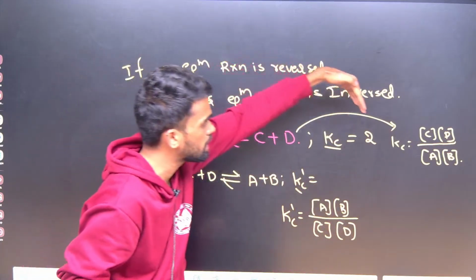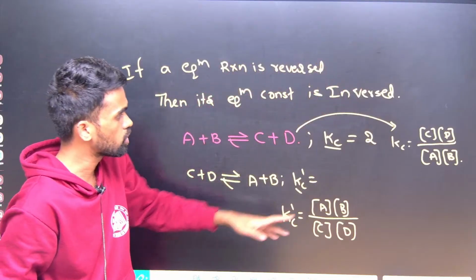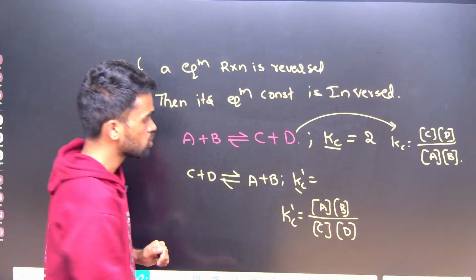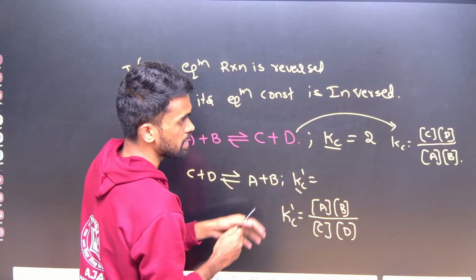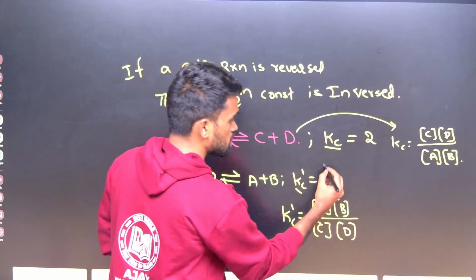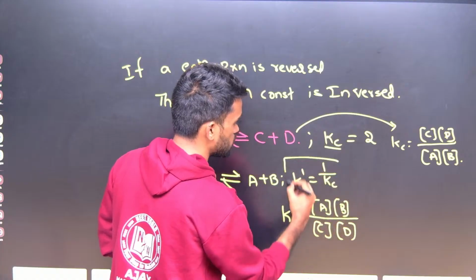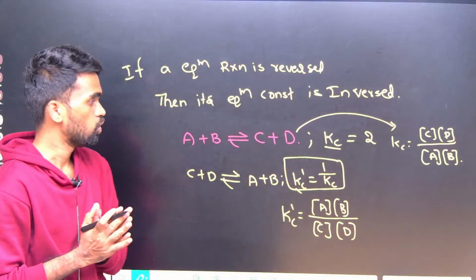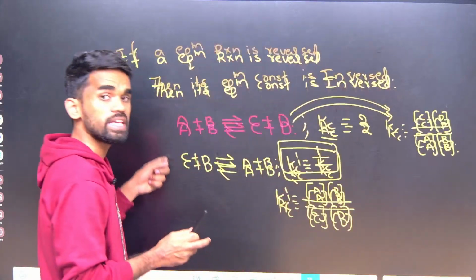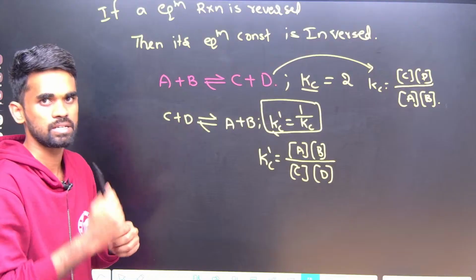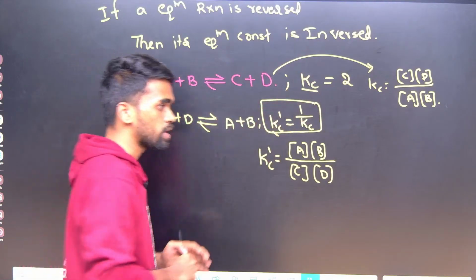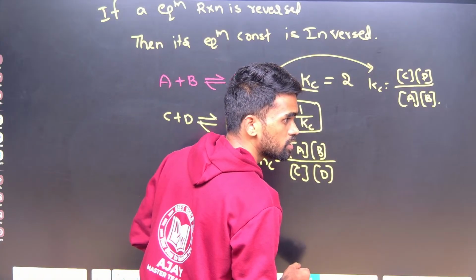So how can you relate Kc and Kc dash? Just look at them. They have a reciprocal relation. The numerator is nothing but the denominator here, so Kc dash equals 1 by Kc. This is what I am saying here. Hope this is also clear. So if a reaction is reversed, what happens to the equilibrium constant? It will be inverted. If this is 25, here it will become 1/25, like that. Okay, move forward.